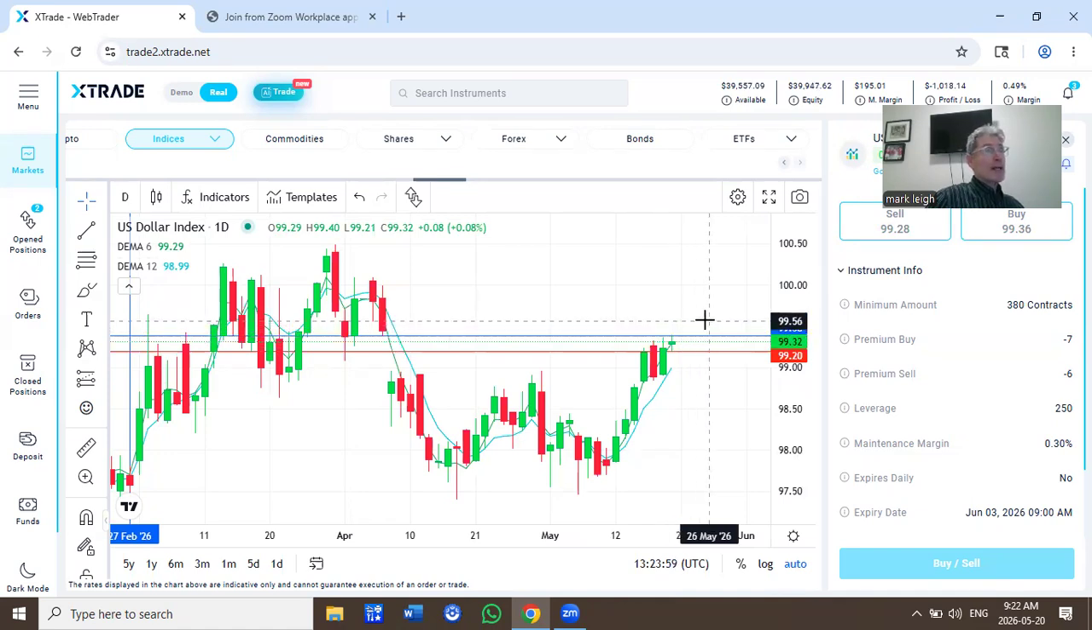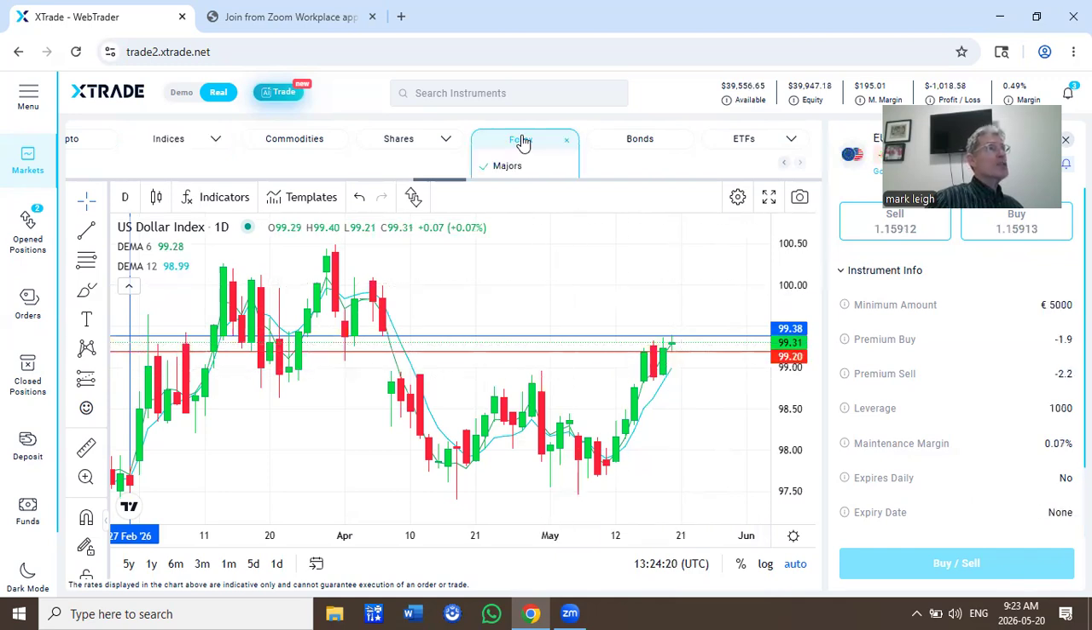looking up close to that 100 level, or if we get a turnaround from strong to weak US dollar and sellers do step in and look down at the 99.20 support level. But you can see today a very small body of the candlestick, almost a doji candlestick, confirming indecision so far regarding the US dollar. Let's have a look at the majors.